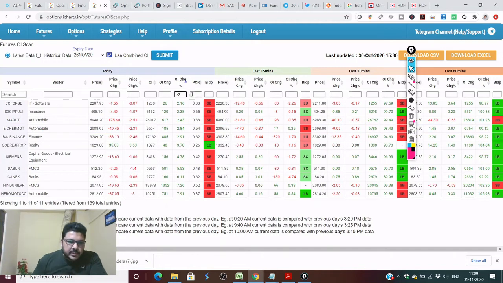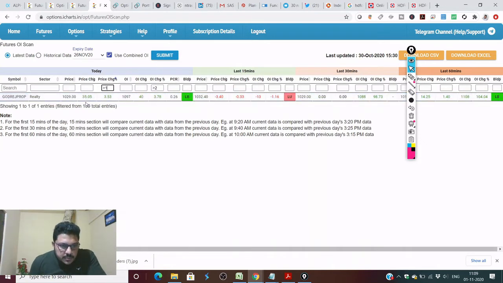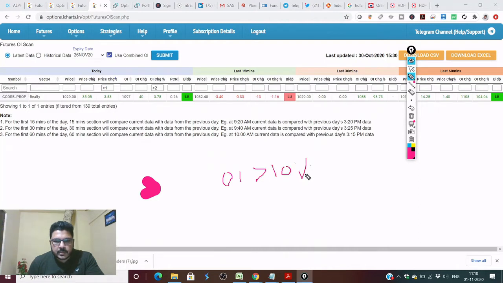Okay, so let's see price change. Do we have anything greater than 1%? Greater than 1, there's only one, Godrej Properties. But this is not meeting any of our criteria. Our criteria is simple: OI greater than 10%, and price greater than 1%. So these things we will pick up and we will scan for patterns to see how they are trending. So that's how you need to scan.